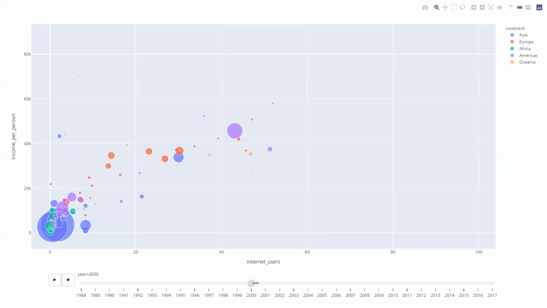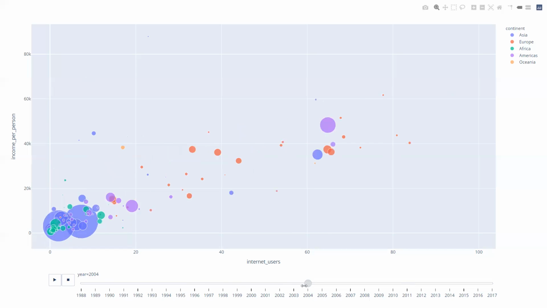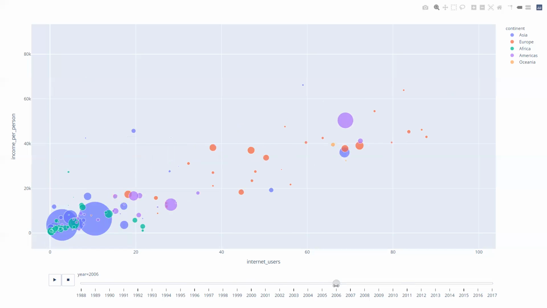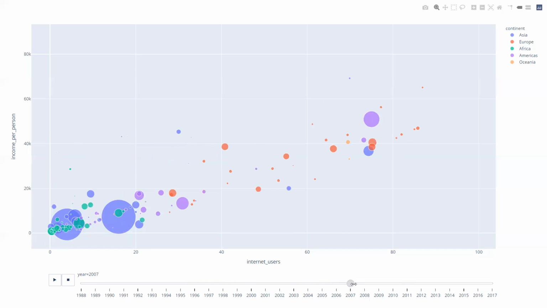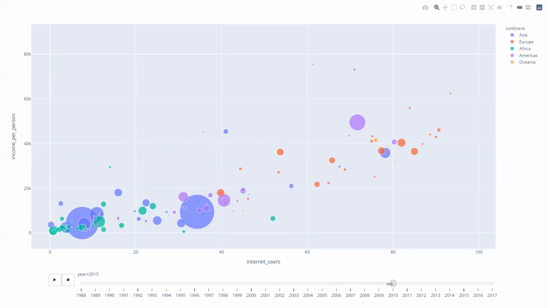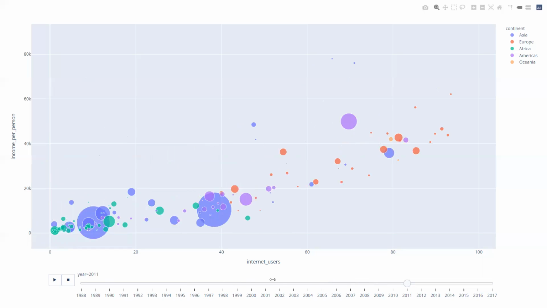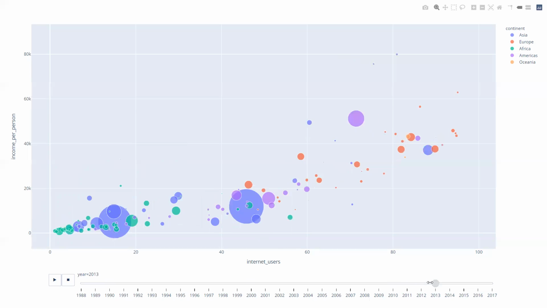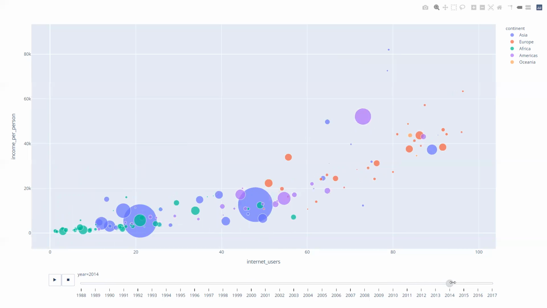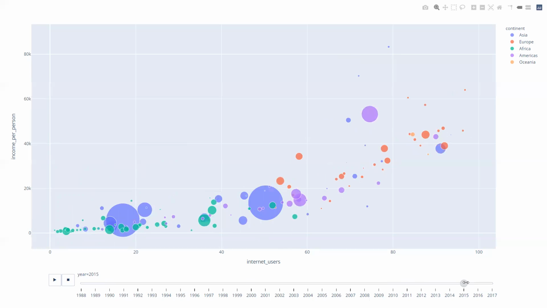Now, when we move ahead from 2000 to 2011, we can see that China has grown to a large extent as compared to India. The number of internet users in China has grown very large and the income per person of China as well as other Asian countries and African countries has been lifted up. Now, as we move from 2011 to 2017, the world moved towards the top right of this picture.